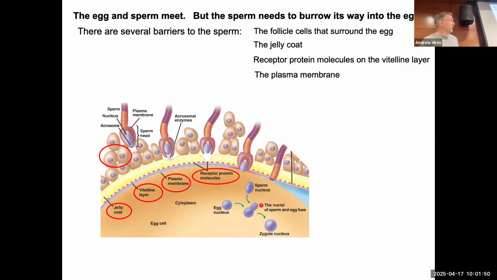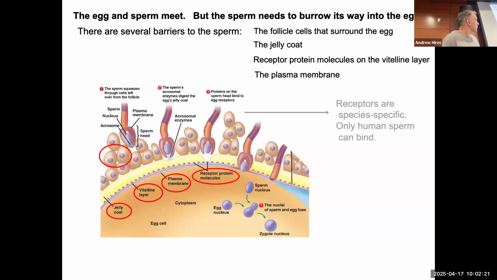So we've got to get past the plasma membrane here, though, in order to do that. So there has to be some sort of fusion event that takes place. That fusion event is going to be dependent on the electrical potential of the inside versus the outside of the cell. This egg has to have a negative electrical potential. So the inside of the egg has to be more negatively charged than the outside of the egg for that fusion event to take place. Okay.